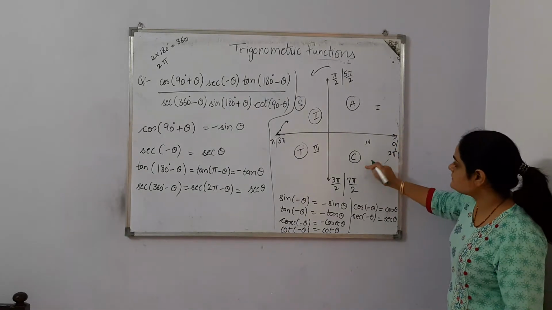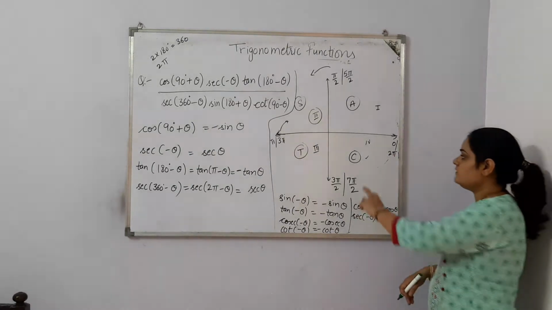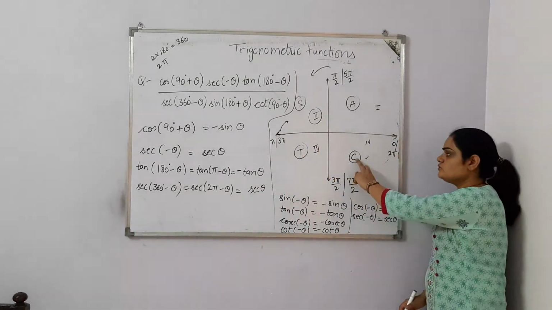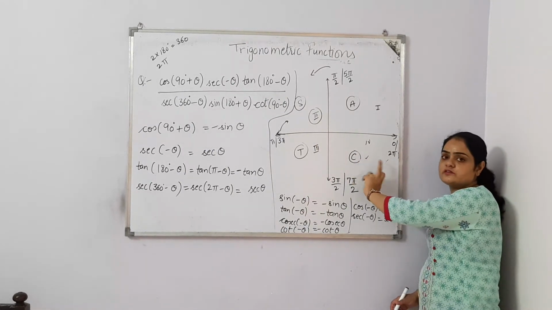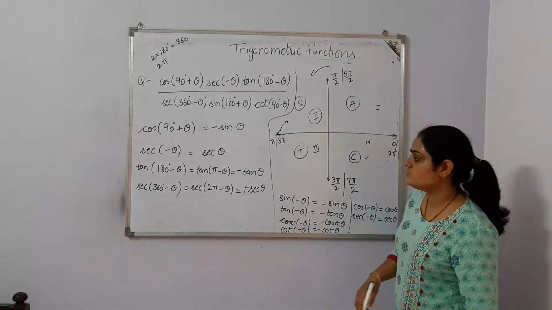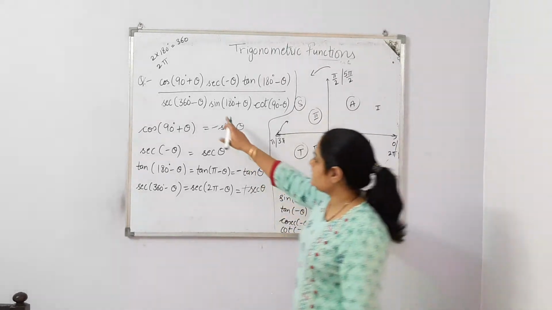So which quadrant is this? Fourth quadrant. In the fourth quadrant, we need to check the sign of secant. In the fourth quadrant, C is positive. C means cos, and its reciprocal is secant. Cos is positive, so we'll get positive secant theta. Next is sine.